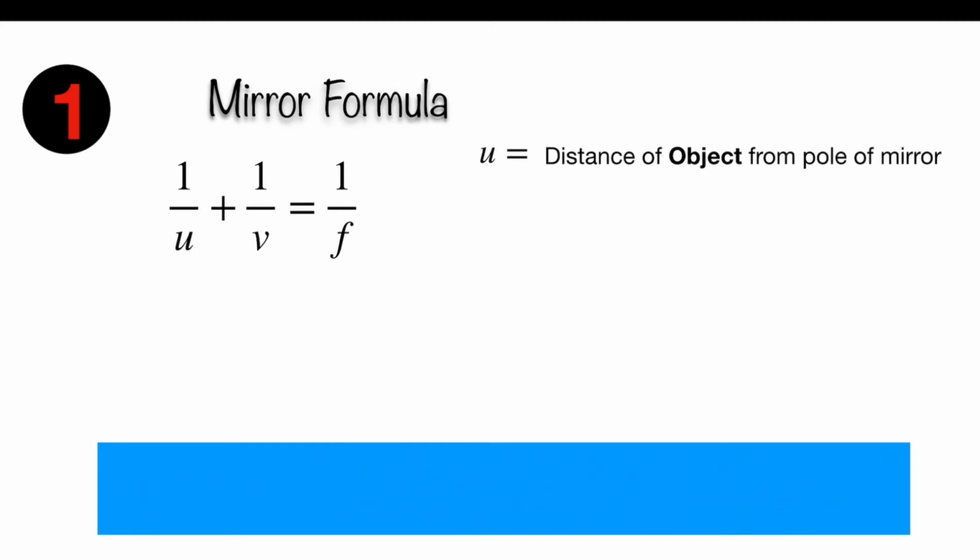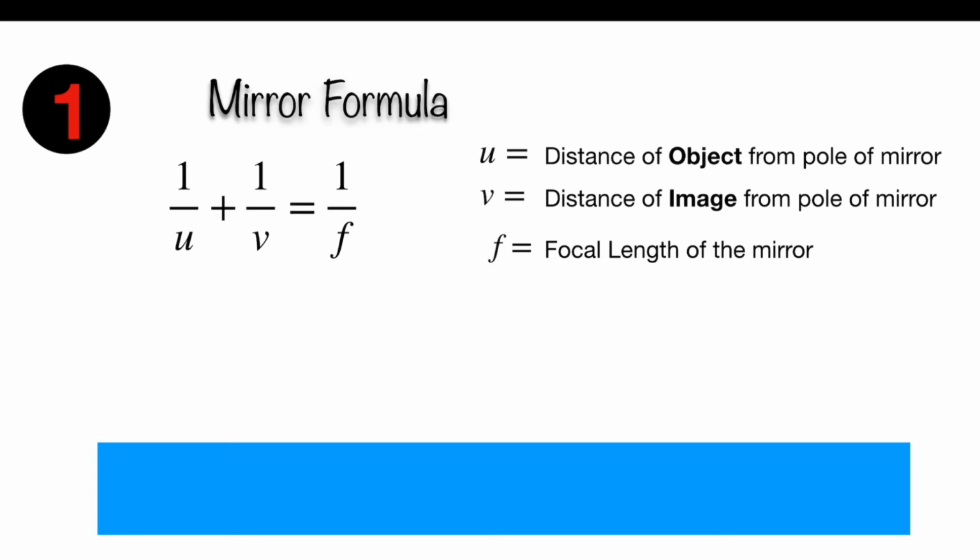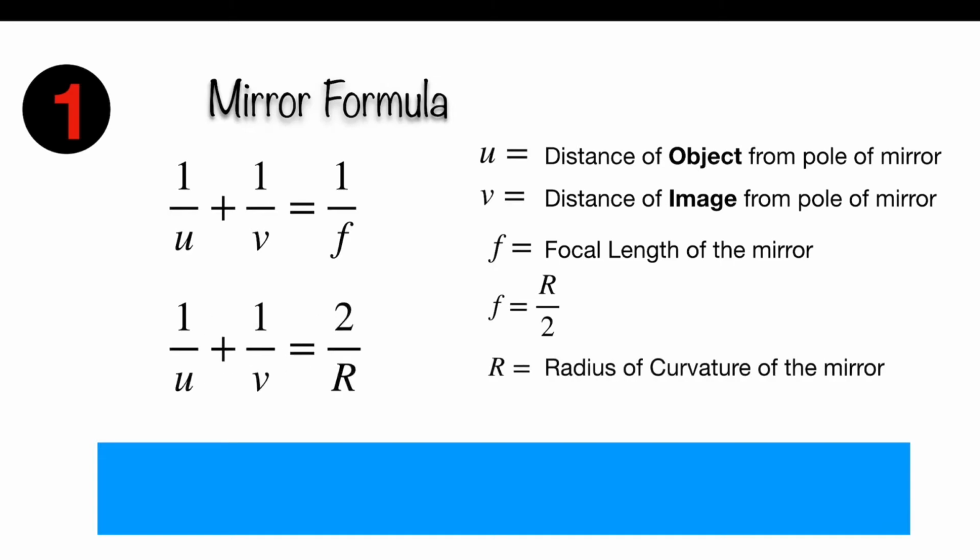Now let's get into the first formula. This formula, which gives the relation between U, V and F, is known as the mirror formula. Here U is the object distance, V is the image distance, and F is the focal length of the mirror. Since F is equal to R by 2, the same formula can be rewritten in the form of U, V and R.